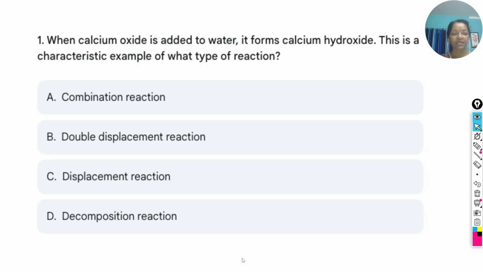Students, today we can discuss some of the questions from the chapter Types of Chemical Reactions. We can start with the MCQs. Here it is showing a multiple choice question, in which calcium oxide is added to water and it forms calcium hydroxide. What is the type of reaction? So no doubt the answer is combination reaction.